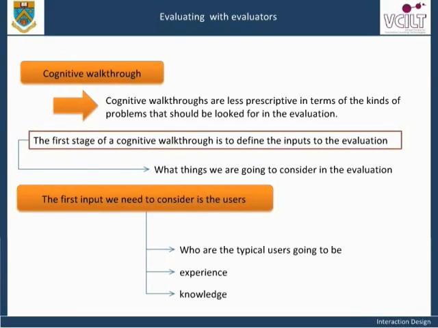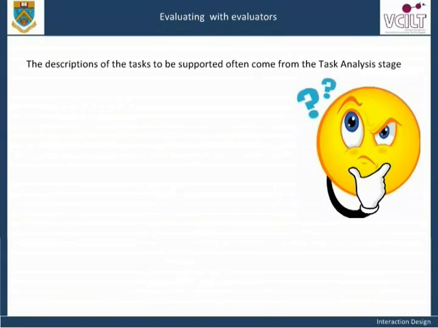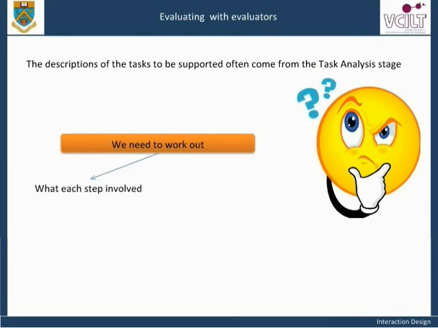Once we have defined who our potential users are, we consider what tasks they will be performing with the system. The descriptions of the tasks to be supported often come from the task analysis stage. See Unit 8. Once we have understood the tasks, we need to determine the action sequences of the tasks. That is, we need to work out what each step involved in completing the tasks is, and what sequence they are in. This description of the task action sequence will constitute the steps that are walked through by evaluators later.